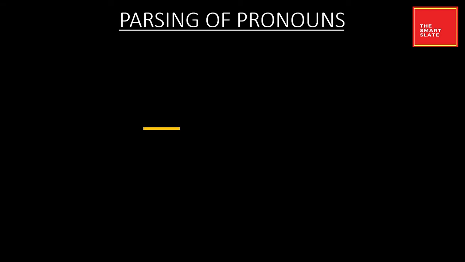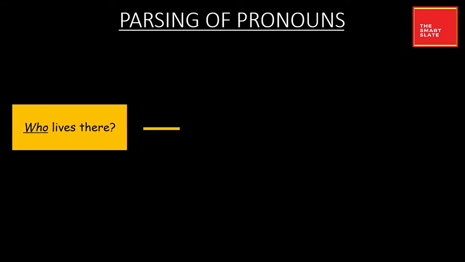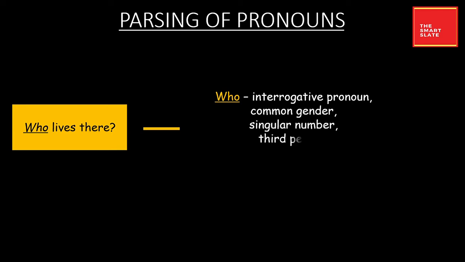Second sentence, who lives there? Who is your pronoun, but as we can see there is an interrogation mark, so it is an interrogative pronoun. It's common gender, singular in number, third person, nominative case because it is in the subject and it was the subject of the verb lives.